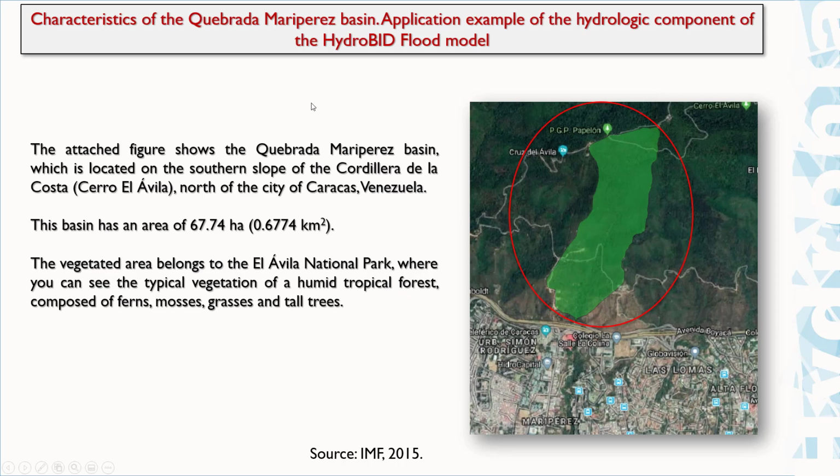Okay, let's analyze this application. We are considering this watershed, a very small watershed. It's 67.74 hectares and is located on the southern slope of the Cordillera de la Costa, north of the city of Caracas. This is the city of Caracas.